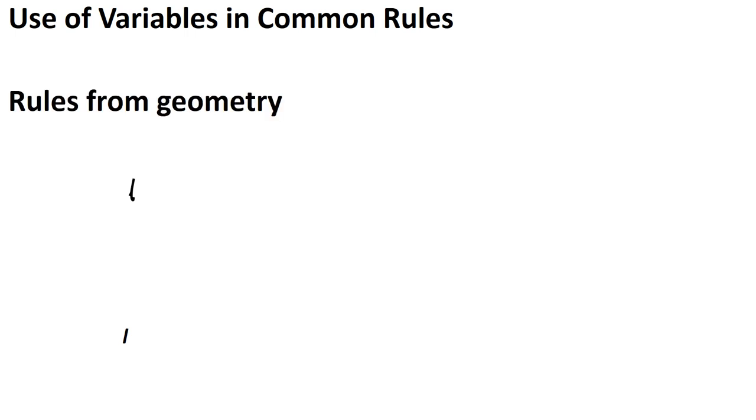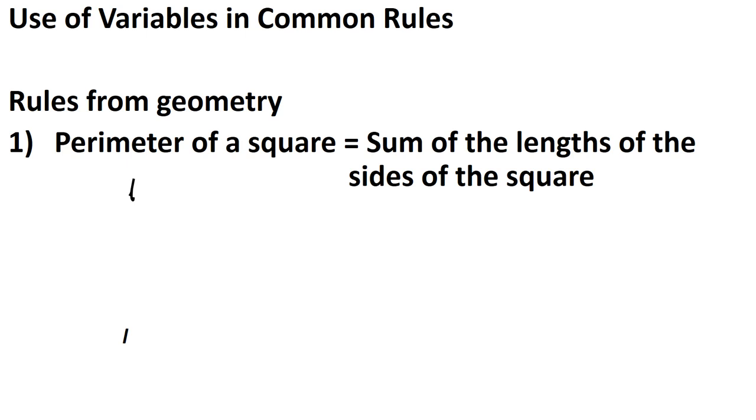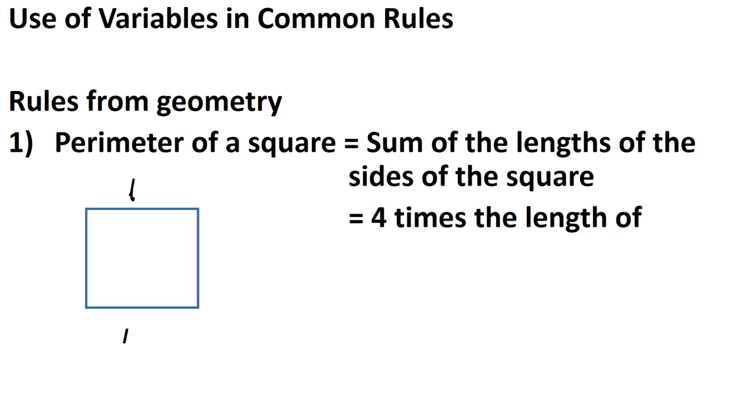Now see, we can use it in common rules also. How can we use it in common rules? Rules from geometry. First is the perimeter of a square. You know the perimeter of a square is the sum of the lengths of all the sides. And you know very well that in a square, all the sides are equal. Let it be l. So, what is it? 4 times the length of a side, because 4 times l is there.